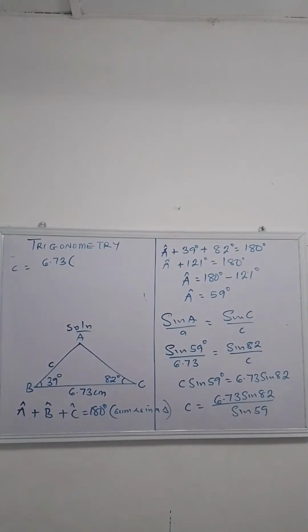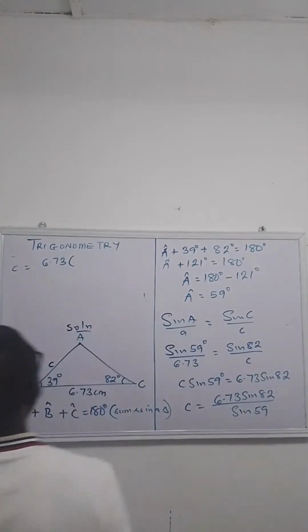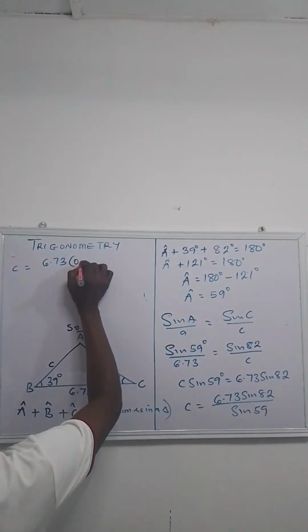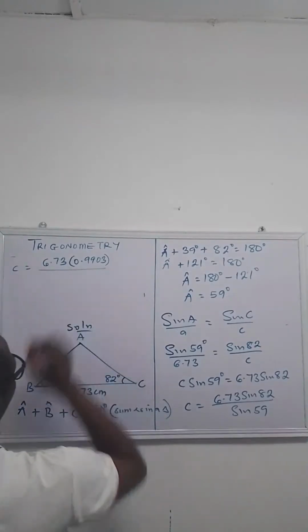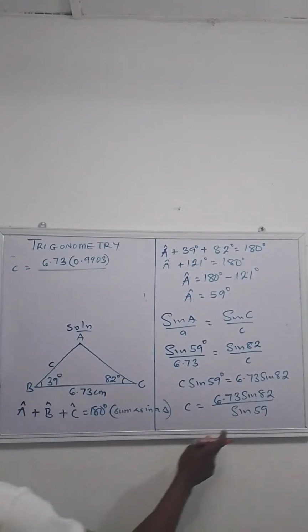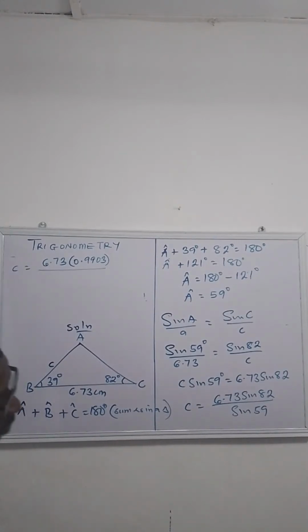So if you check your four-figure table, you have 0.9903. So that's what you have there all over. Now, what is sine 59? Sine 59. Now, can you do that and also drop that? Make sure you have your four-figure table close to you. Yes, sine 59. What do you have? If you don't have your four-figure table, you can make use of your calculator. Yes, anyone?